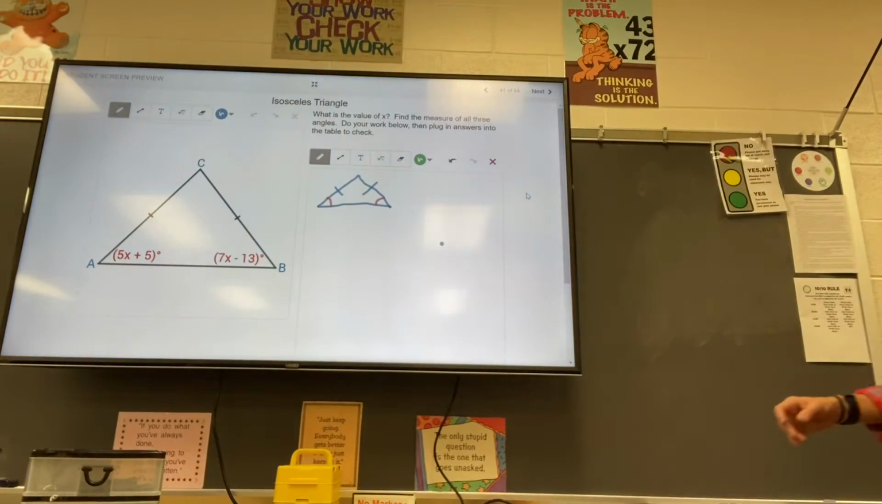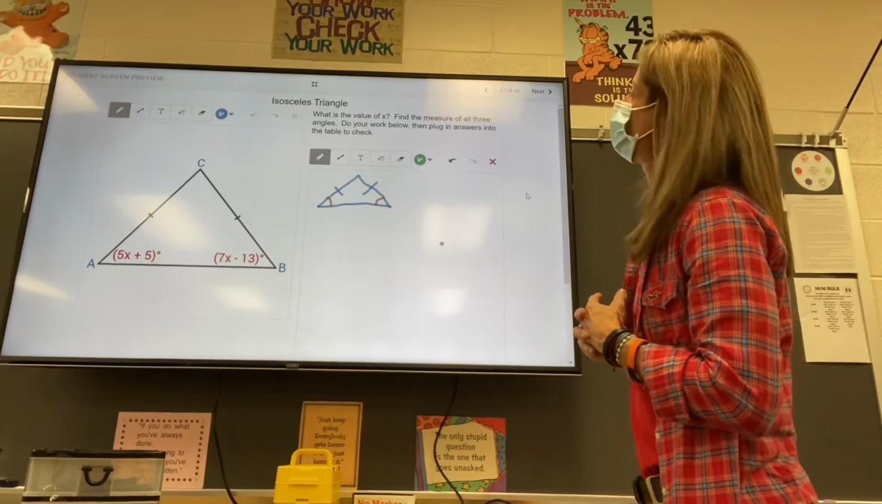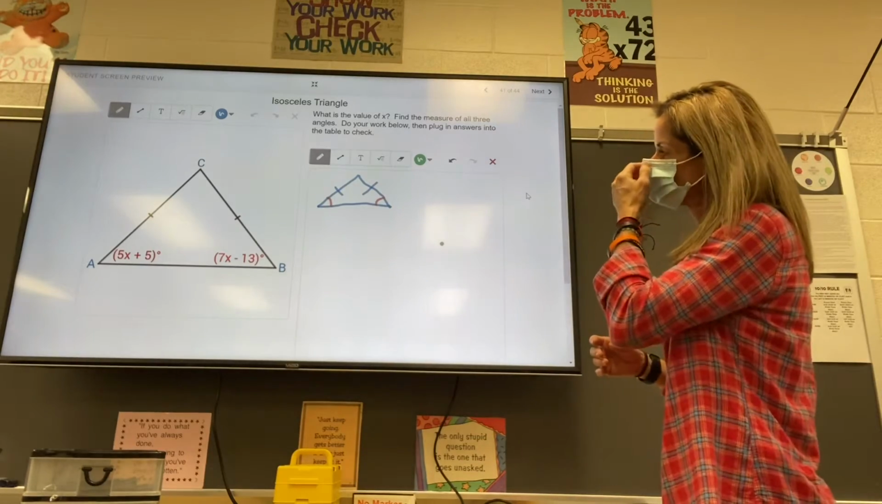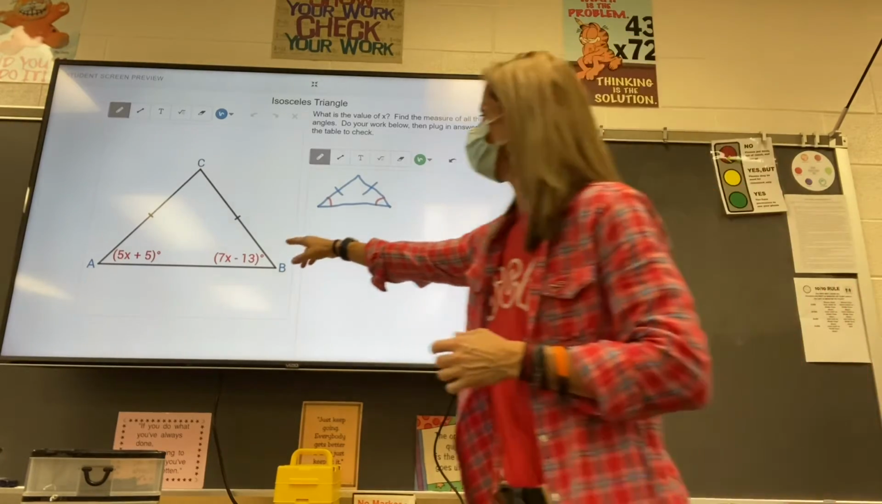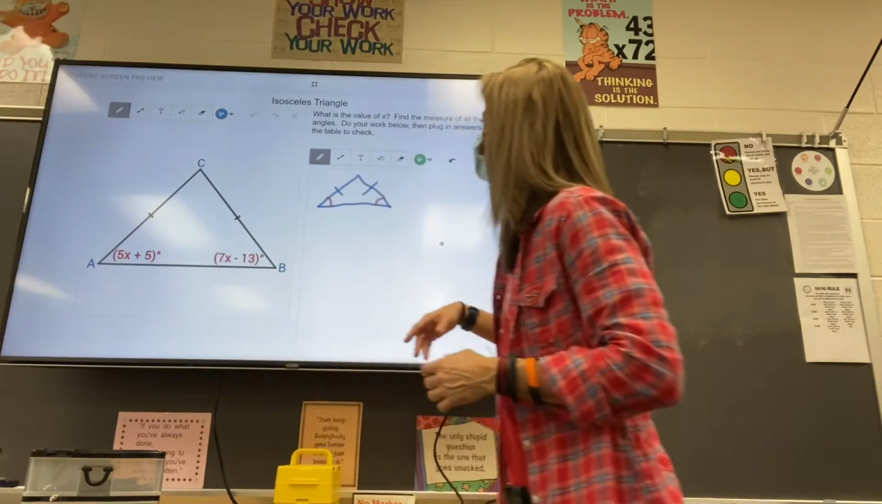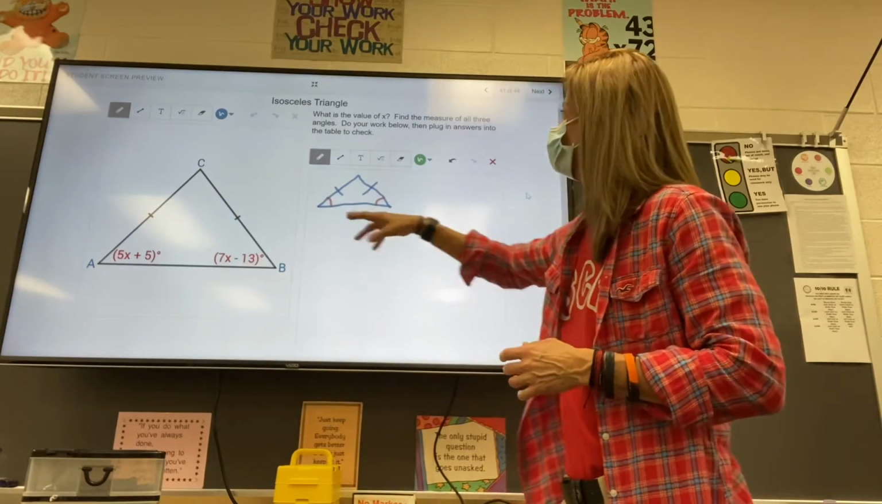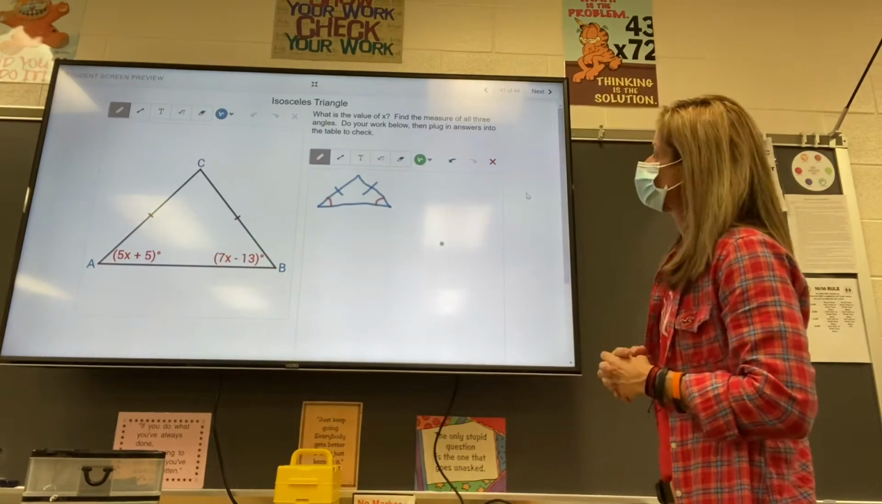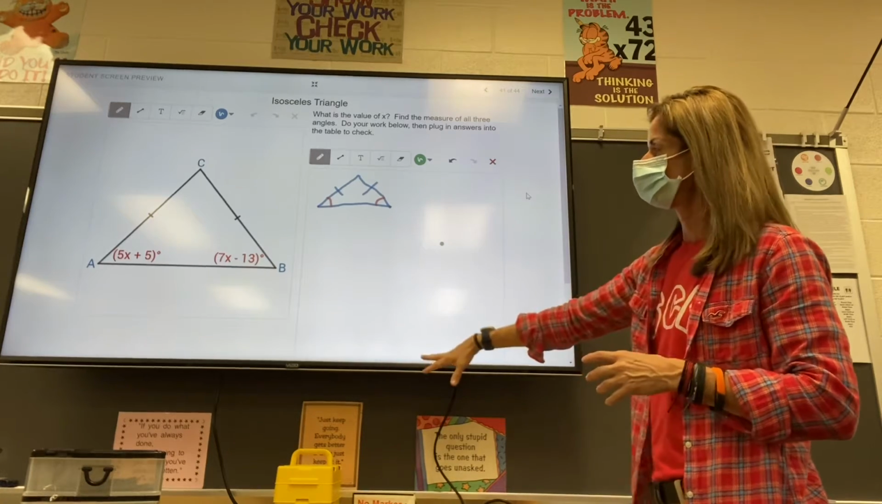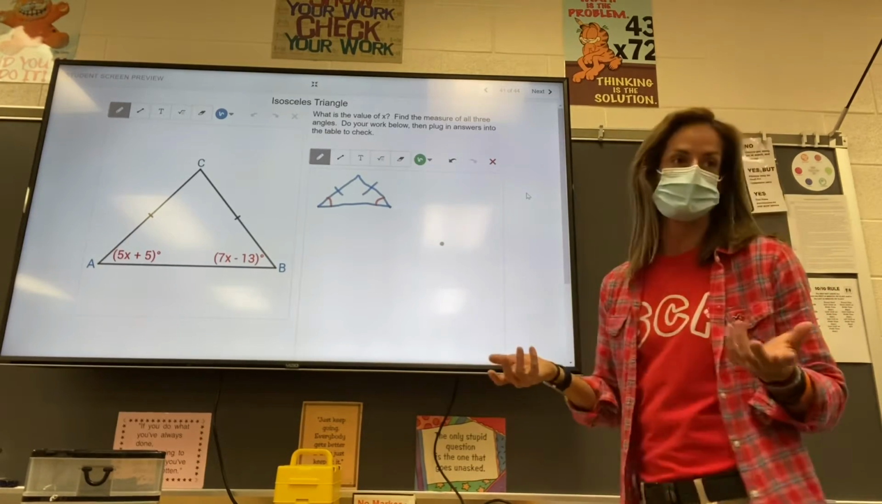Okay, so this question is asking, what is the value of x? Find the measures of all three angles. So we don't know any of the interior angles yet. We do have some information. Do your work below, then plug in the answers into the table to check. So there's a table at the bottom to check. We'll see if we're right.